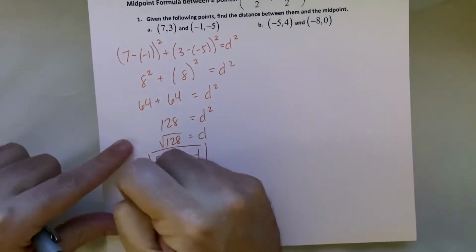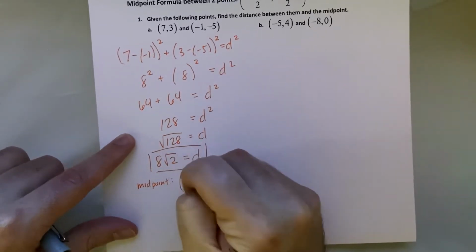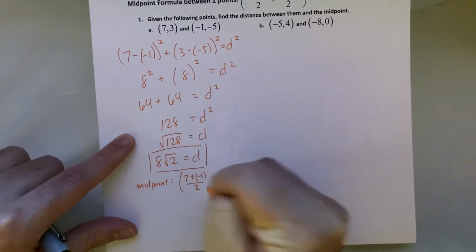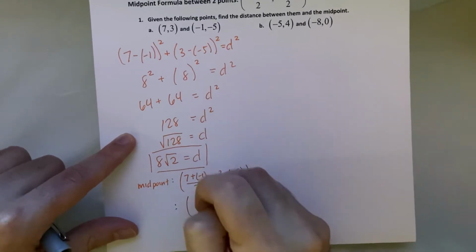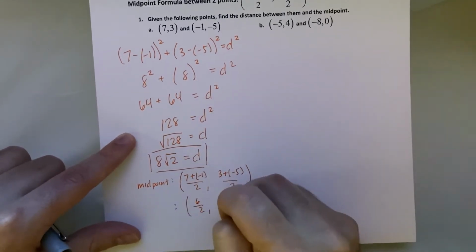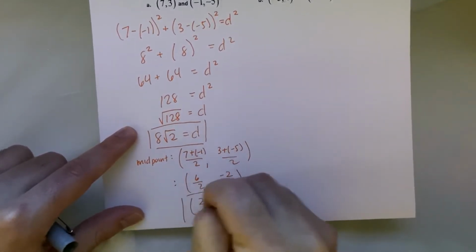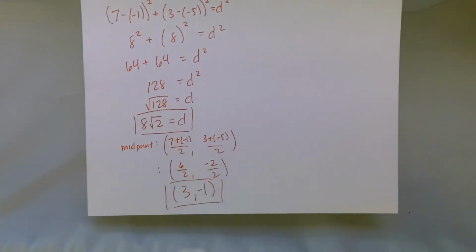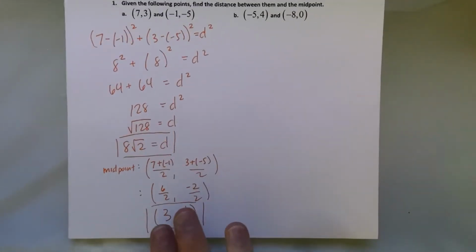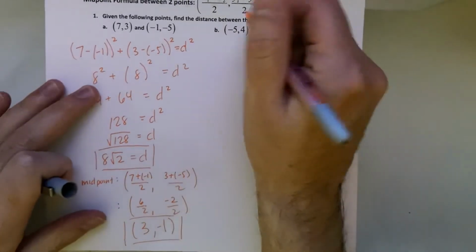To find the midpoint, you average the x's, so 7 plus -1 over 2, and 3 plus -5 over 2. That's 6 over 2 and -2 over 2, which is (3, -1). So pretty simple there. Otherwise, we'll do one more, but the 2.1 stuff is really just to help you with other things we're doing.